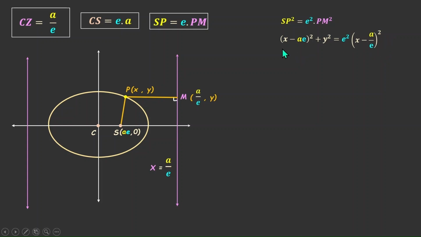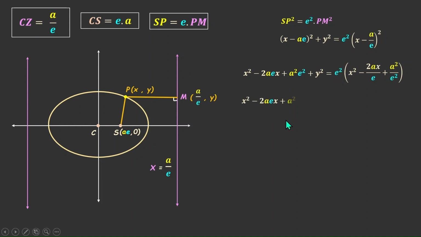So now let's open up the squares. The opening up of squares for this term would be x square minus 2aex plus a square e square. So it would be x square minus 2aex plus a square e square plus y square is equal to e square into x square minus 2ax divided by e plus a square divided by e square. Alright.